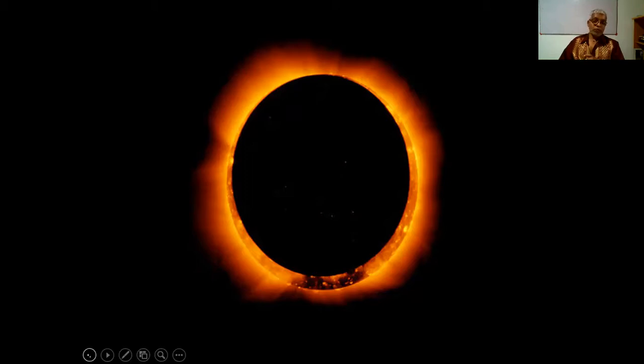Annular solar eclipse. In an annular solar eclipse, the black color in the middle is the sun covered by the moon. Therefore, the outside illuminated part is seen. We call that the photosphere. The sun's photosphere is visible. You can imagine the amount of light it possesses.